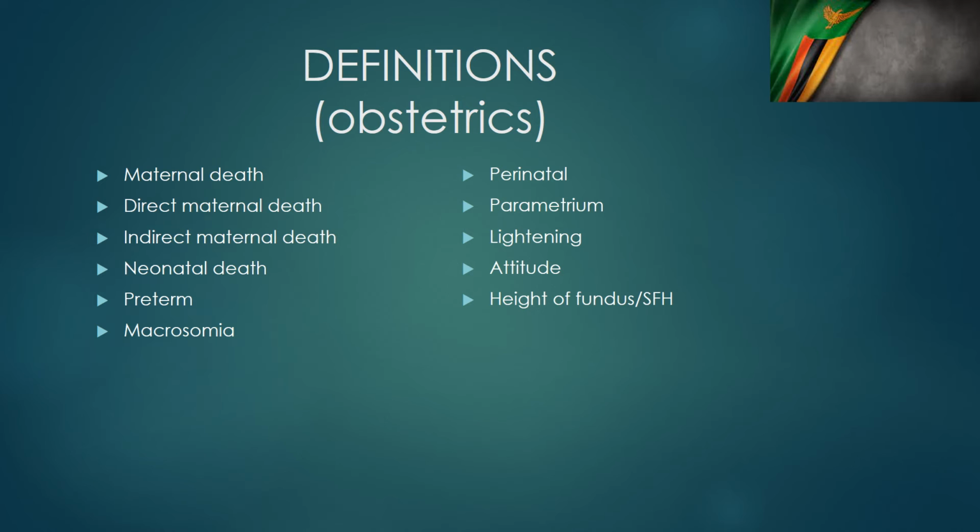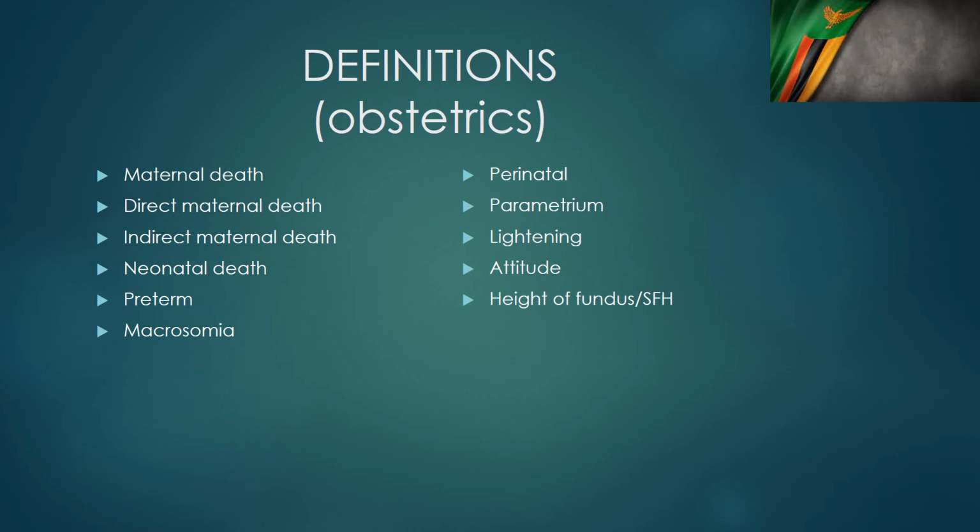An indirect maternal death is a death due to a pre-existing condition or a condition that develops during pregnancy, and pregnancy worsens that condition. The physiological changes of pregnancy worsen that condition. That would be what would be called an indirect maternal death. Or sometimes the management of the pregnancy interferes with management of the condition. That would be an indirect maternal death.